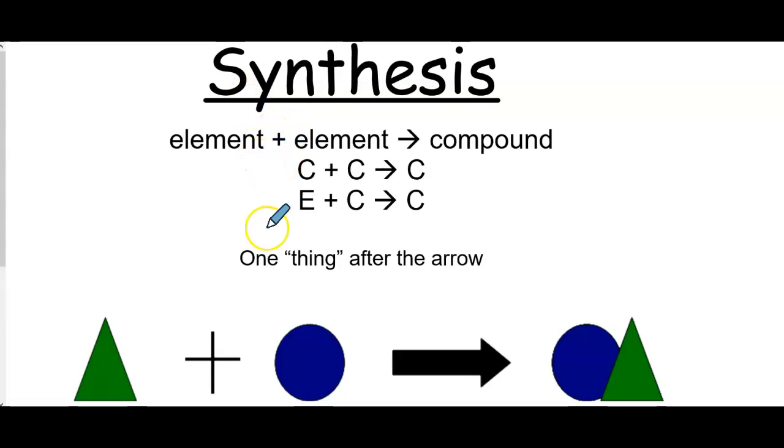So we could then look here and say that basically to identify that something is a synthesis, you will see that it's a compound plus a compound going to a compound, or an element plus a compound going to a compound. What you're going to see is there's only one thing after the arrow, one compound. So you're going to want to think about this as your hint there. One thing after the arrow. So triangle and circle come together as circle, triangle.